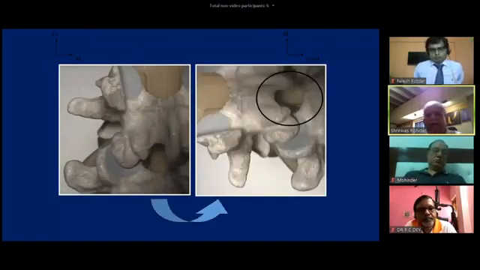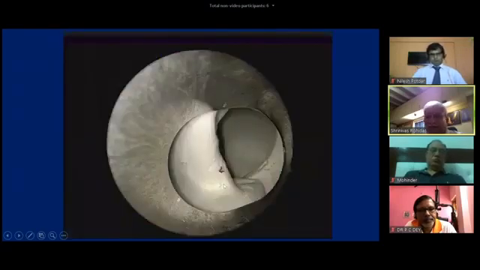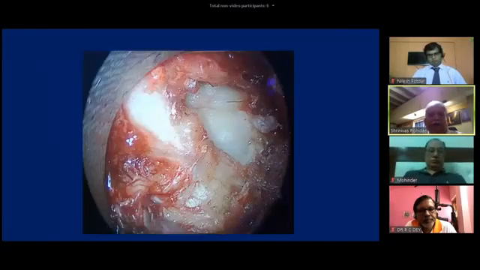Now this is left-sided. This is cranial, caudal, medial and lateral. Lateral to the spinous process, we have to expose the lamina and the interlaminar window. You can see this is cranial, caudal, medial and lateral. Now this is a left-sided approach. This is the interlaminar window.